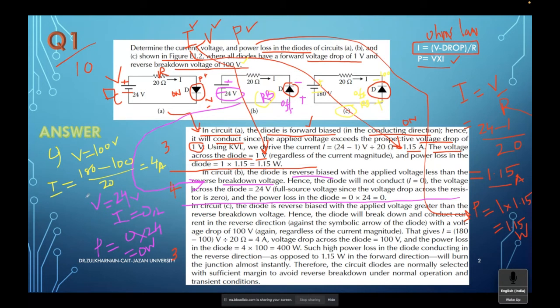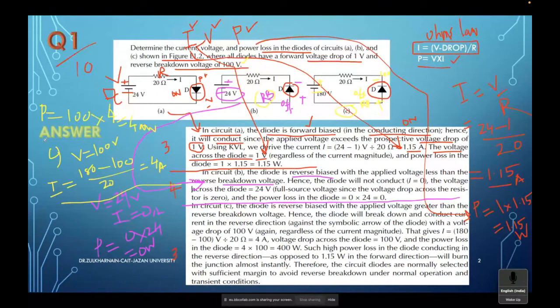So this is the current. Then for the power, as you have already seen, it is voltage multiplied by current. The voltage is 100, multiplied by the current, which is 4. So how much will the power be? 100 into 4 is 400 watts. So this is the third part of the answer.